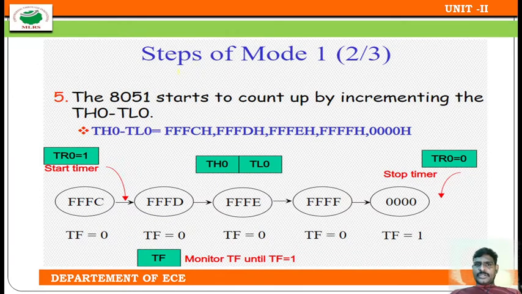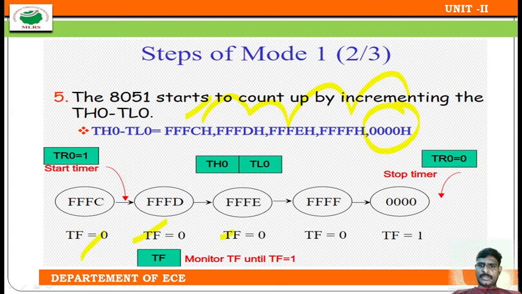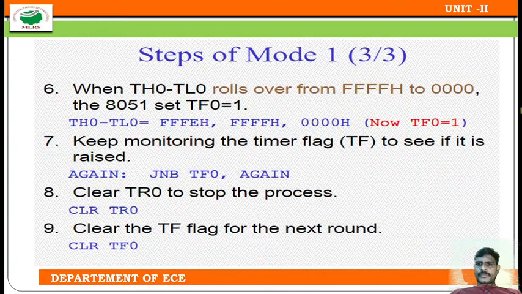Once 8051 starts counting by incrementing from TH0 to TL0, with FFFC as the initial value, then FFFD, FFFE, FFFF, and then there is a rollover to 0. So the TF flag is 0 here, here 0, here 0. Once it rolls over, which means the count is completed, the TF flag is set.